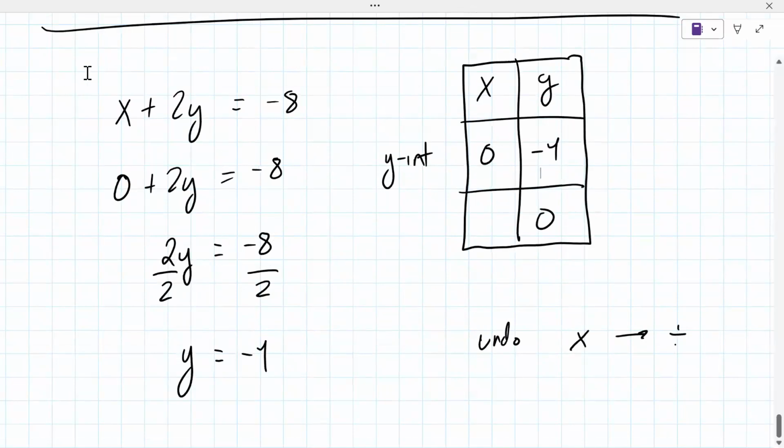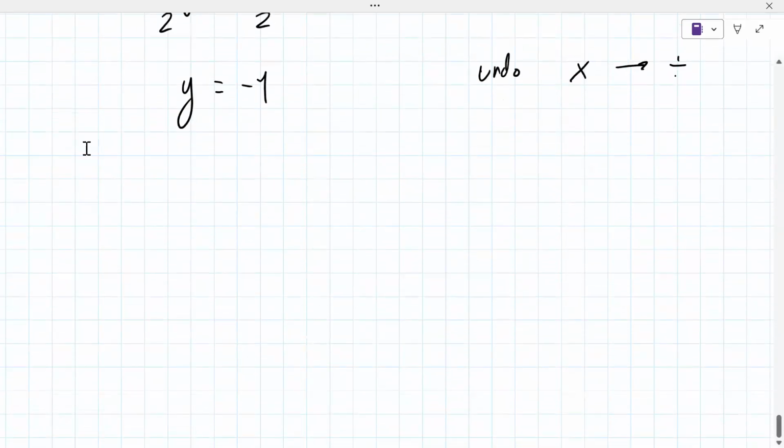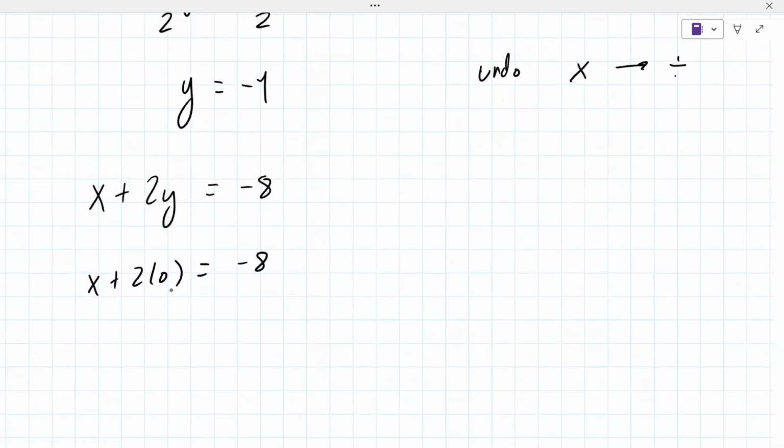Okay, so you're going to do the same thing with the equation, except now for the x-intercept, you're putting 0 in for y. So x plus 2 times 0 equals -8. What is 2 times 0? 0. So x plus 0 equals -8. What is x plus 0? It would just be x. Very good. So there's the answer.